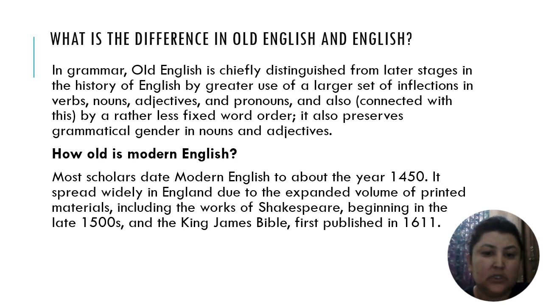So, how old is modern English? Most scholars date modern English to about the year 1450. It spread widely in England due to an increased volume of printed materials, including the works of Shakespeare, beginning in the late 1500s, and the King James Bible, first published in 1611.